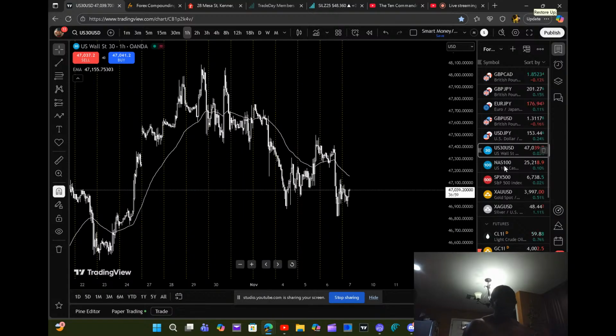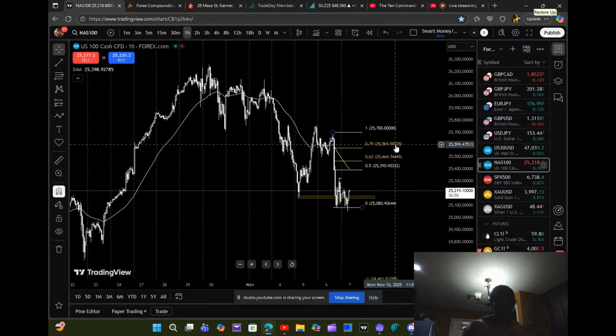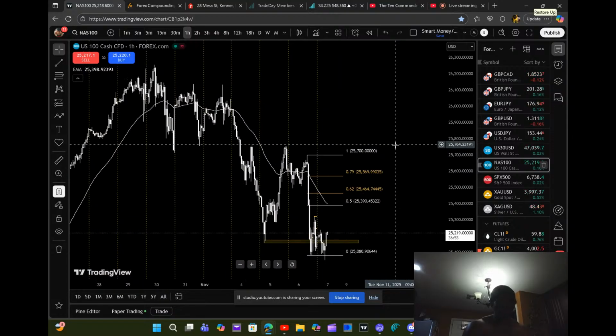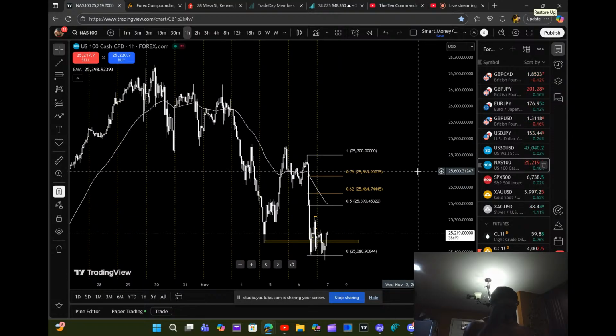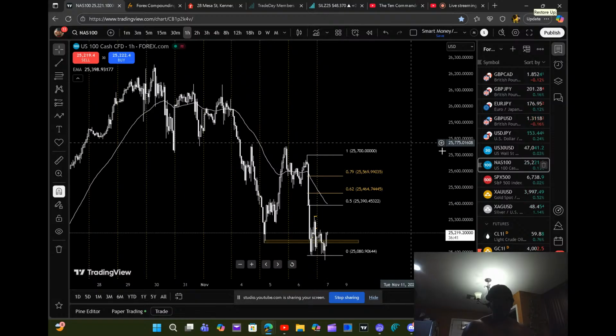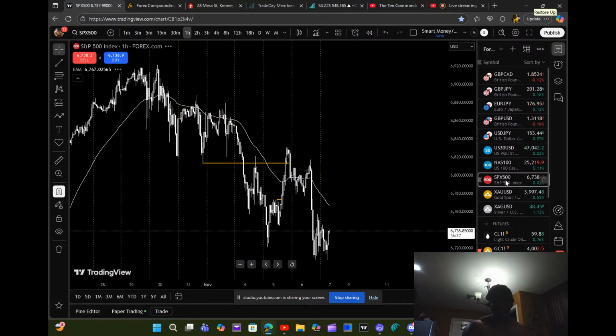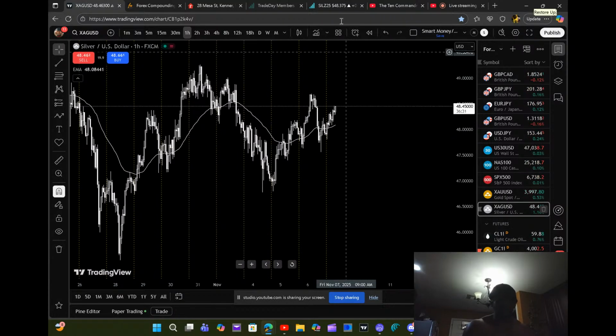US 30. Boy, Nas 100. Ooh, Nas 100 was giving me. I have a forex account that I'm bringing back from the dead, and Nas 100 was paying the bills yesterday. Boy, oh my goodness. Oh my goodness. See this big drop right here? Oh my goodness. Nas 100 was paying the bills. I'm doing my account flip. That's my personal project that I'm working on.